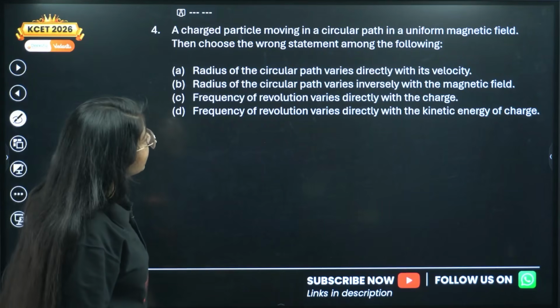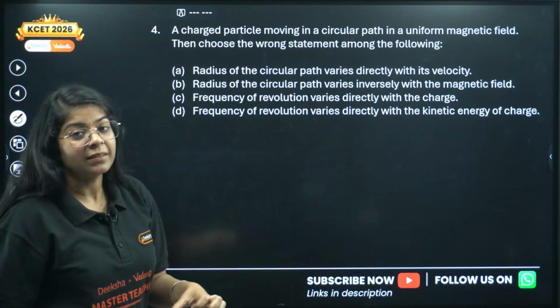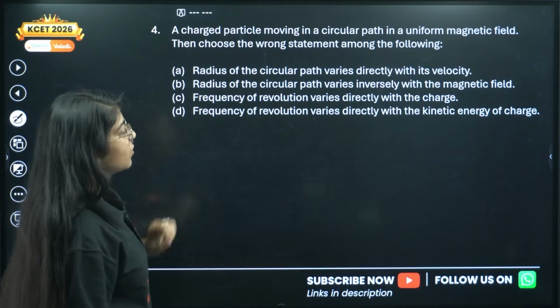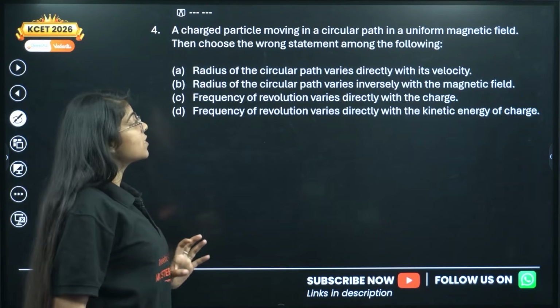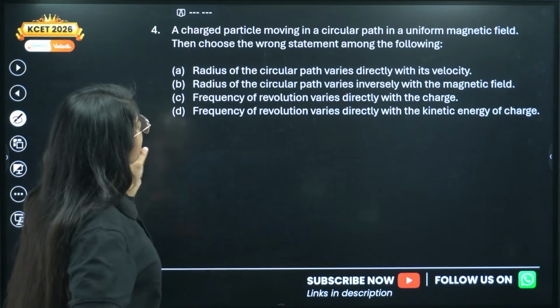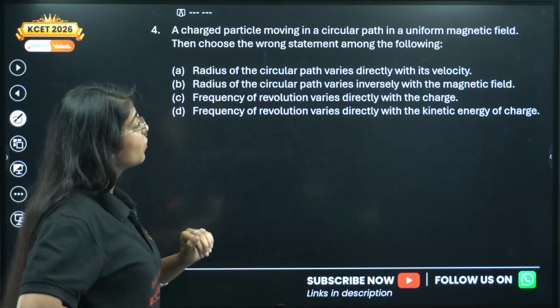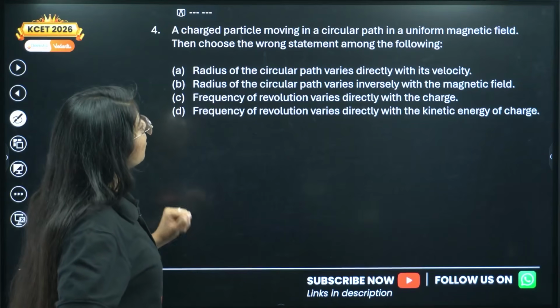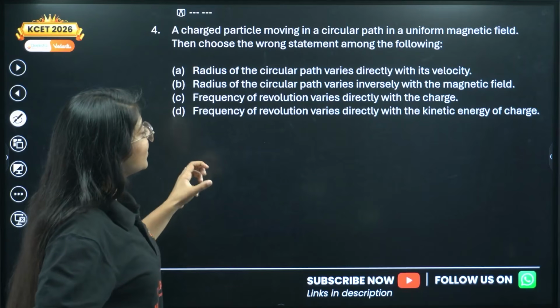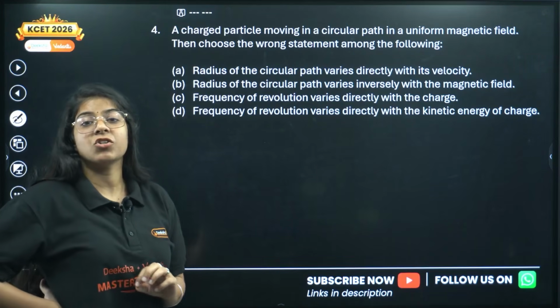A charged particle moving in a circular path in a uniform magnetic field. Choose the wrong statement among the following. Radius of the circular path varies directly with its velocity. Radius of the circular path varies inversely with the magnetic field. Frequency of revolution varies directly with the charge, or frequency of revolution varies directly with the kinetic energy of charge.